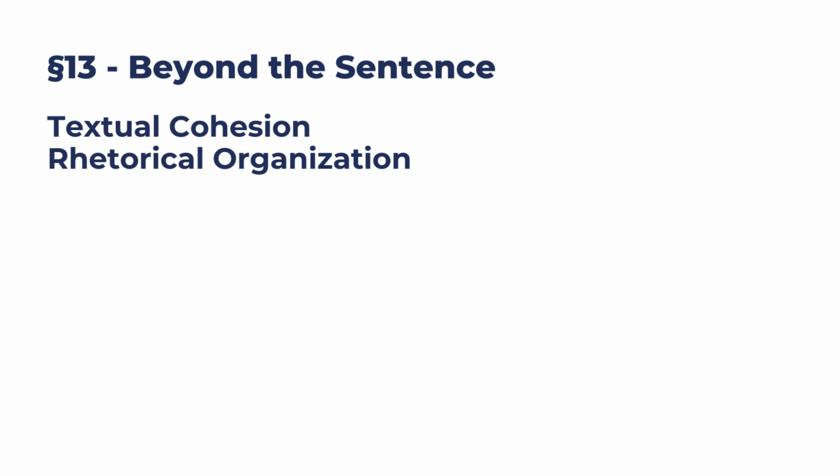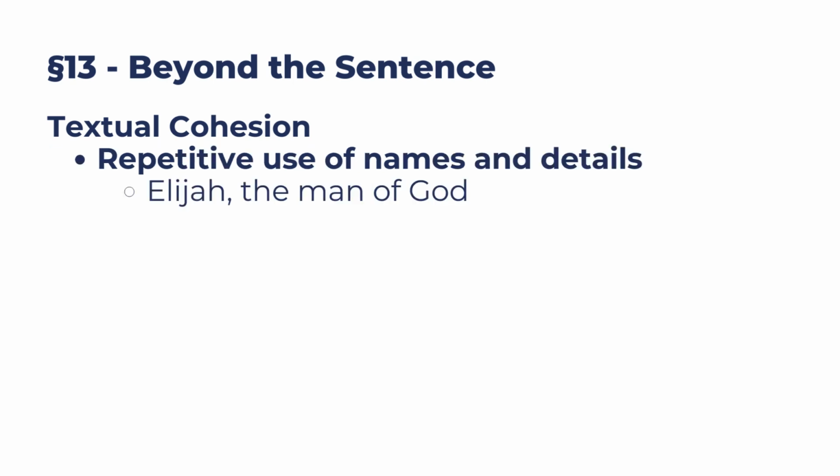Words combine to make phrases, and phrases combine to make sentences, and sentences combine to make whole texts. Every language combines sentences according to their own conventions. Two major categories for understanding this are textual cohesion and rhetorical organization. Vander Merwe identifies two important features in biblical Hebrew that contribute to the cohesion of a text.